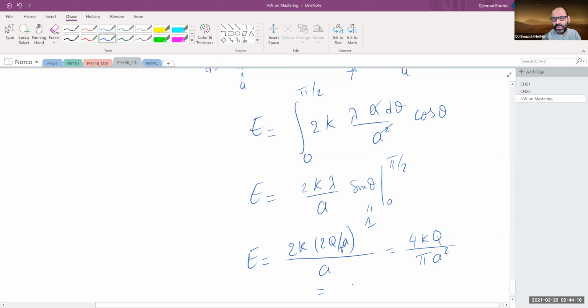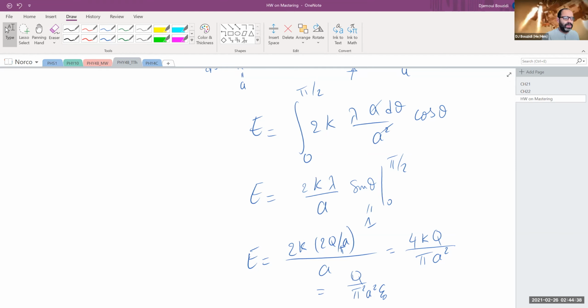Another way of writing this one is 1 over pi squared, a squared, epsilon naught, times Q, because the 4 cancels the 4 in the 1 over 4 pi epsilon naught, instead of writing it with k. So that's an alternative way of writing it. Make sense?